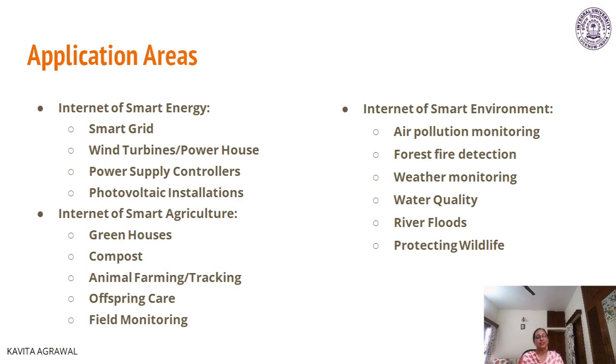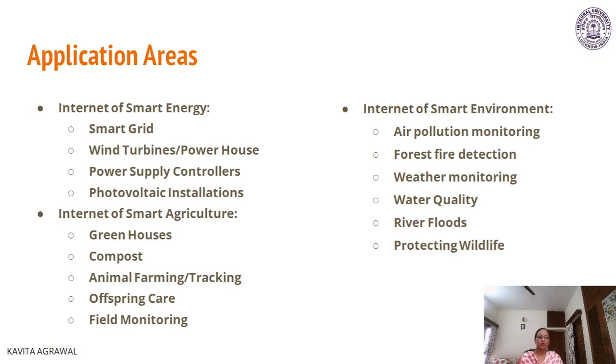Then we have Internet of Smart Agriculture. As I was telling you earlier, we have these greenhouses. These have all the equipment in place which will check the humidity, temperature, moisture, and all the parameters which are needed to grow that particular crop inside the greenhouse. And if anything is needed, either it will activate that particular actuator to do that, or it will prompt the required person to take some action.